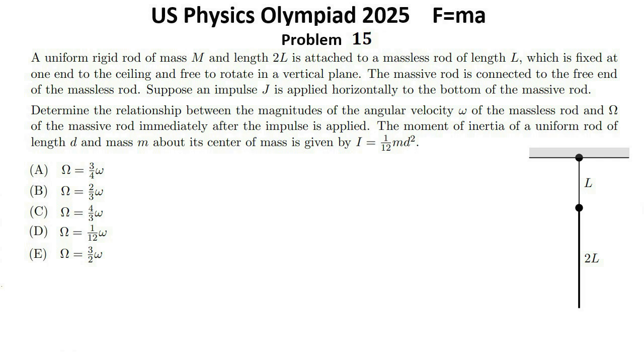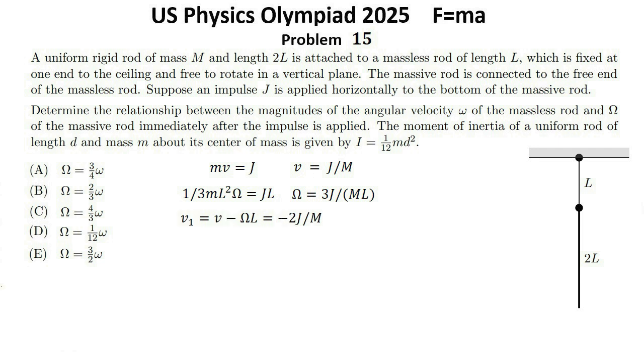Solution for problem 15. We need to find the speed v of the center of rotation and the angular speed omega of rotation just after the impulse. The speed we can find from the formula m v equals J, so v equals J over m. Angular speed from the formula 1/3 m L squared omega equals J L, so omega equals 3J over m L. Now we can find the linear speed of the upper end of the heavy rod, which is simultaneously the lower end of the massless rod. That will be v1 equals v minus omega L, which is negative 2J over m.